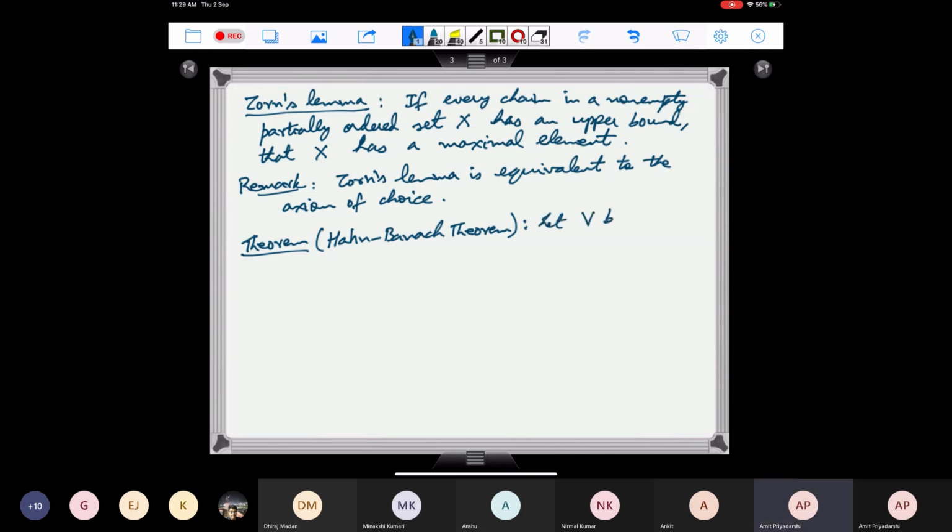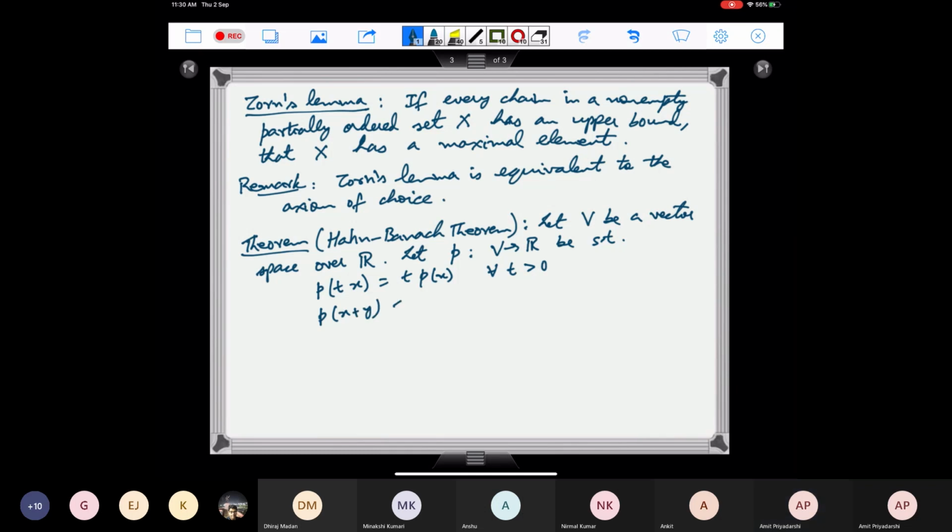Let V be a vector space, and right now we will take a vector space over R. So we are taking V to be a real vector space, and let P from V to R be such that P of tx is equal to t times Px for every t greater than 0, and P of x plus y is less than or equal to Px plus Py for all x, y belonging to V.